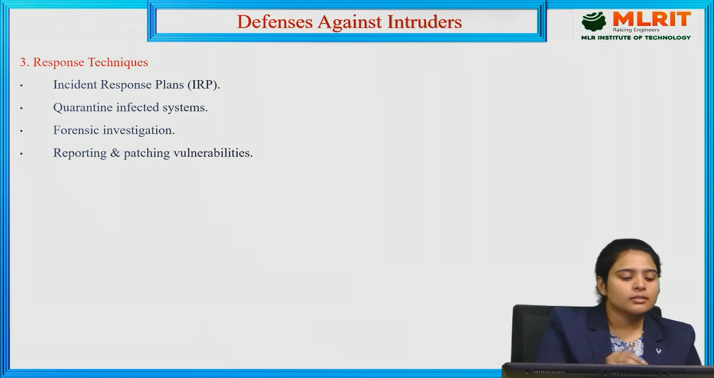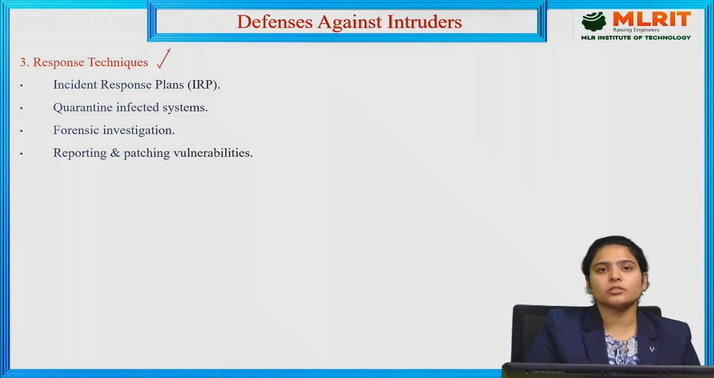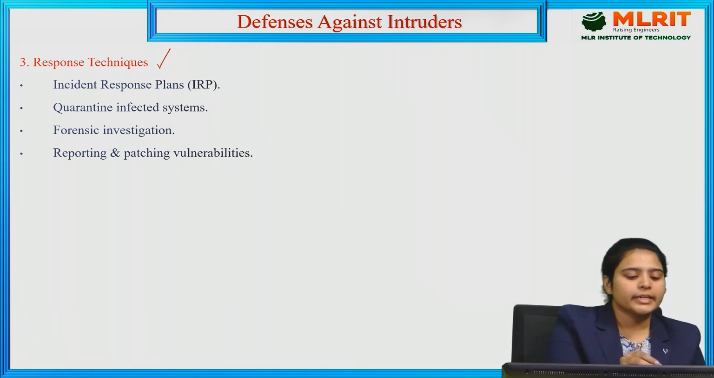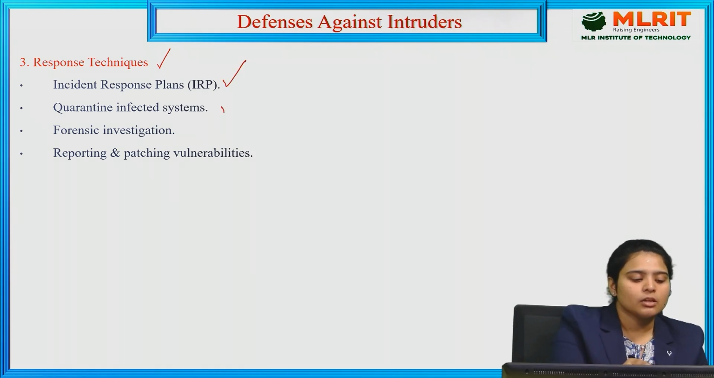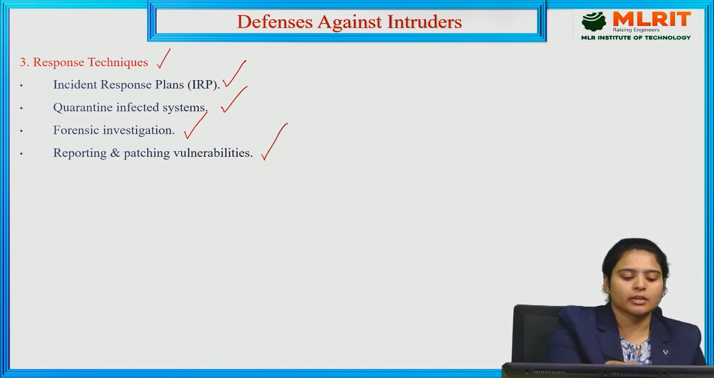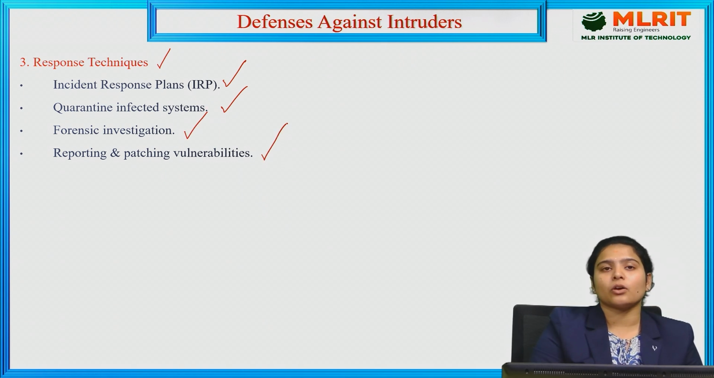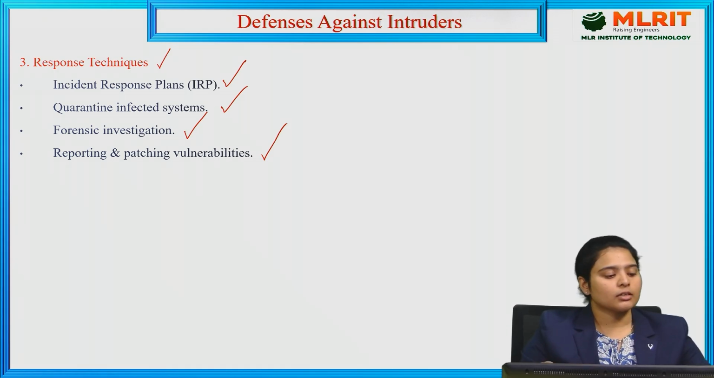Then the third one is response techniques. While studying response techniques, we need to first remember incident response plans, quarantining infected systems, forensic investigations, and reporting and patching vulnerabilities. Whatever is done in forensics on the infected systems, or the response plans, is recorded under the response techniques. Those are the four types of response techniques.